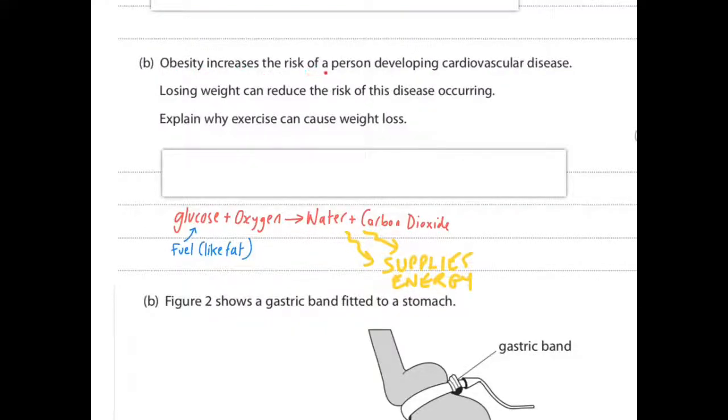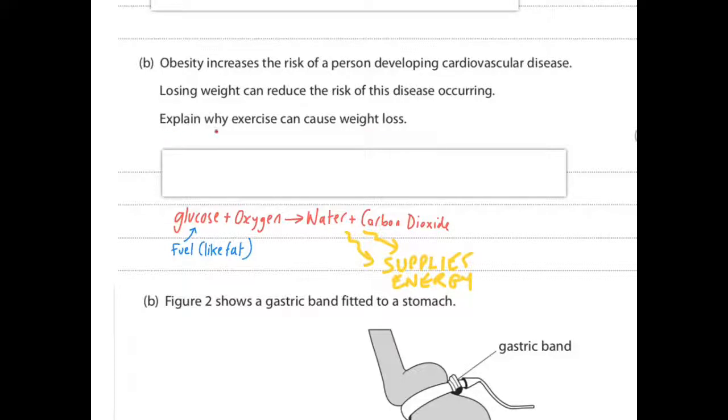Obesity increases the risk of a person developing cardiovascular disease. That's a disease that affects your heart and your blood vessels. Cardio means heart, vascular means blood vessels, like arteries and veins. Losing weight can reduce the risk of this disease occurring. Explain why exercise can cause weight loss.